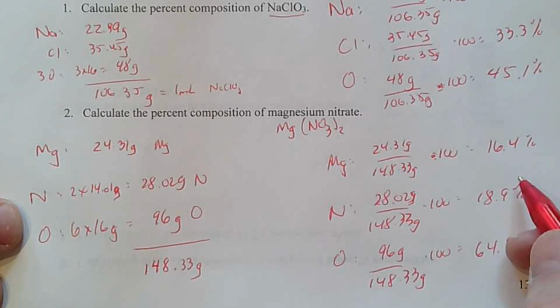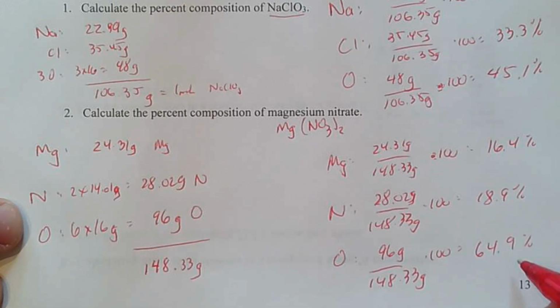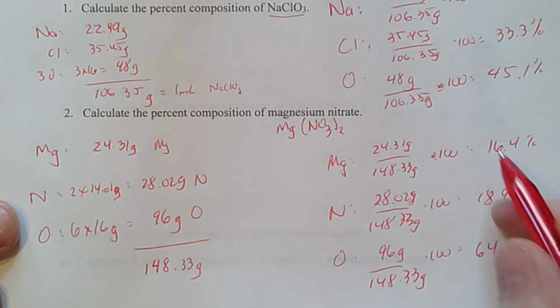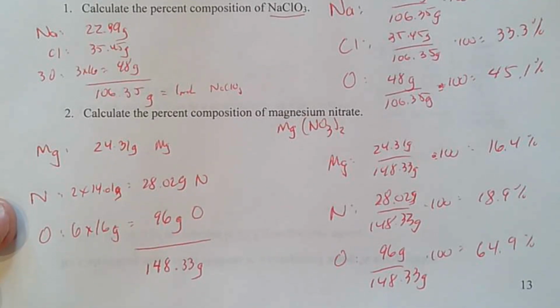18, 12, 6, 8, 9. So you add these up and it's going to be like 100.2 or something like that. Close enough. Okay, but that would roughly be the percent composition for the magnesium nitrate.